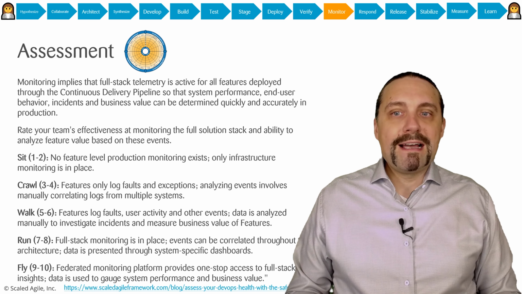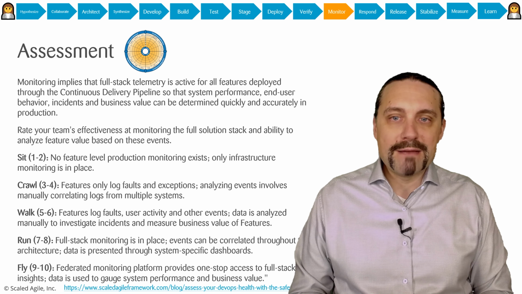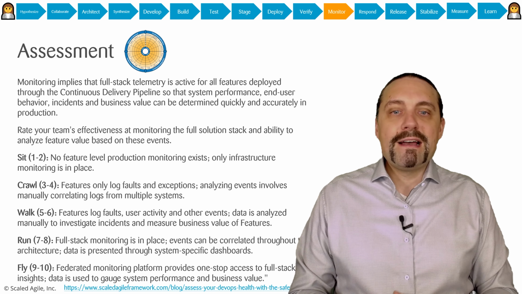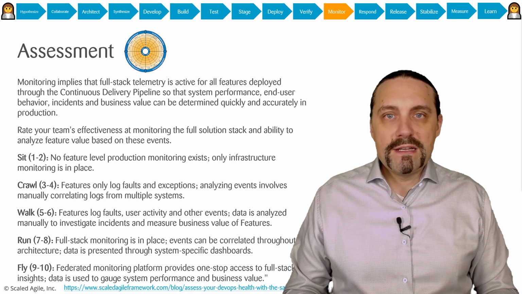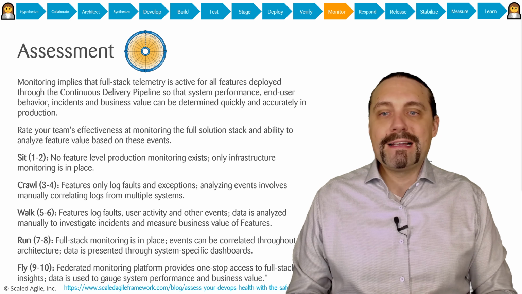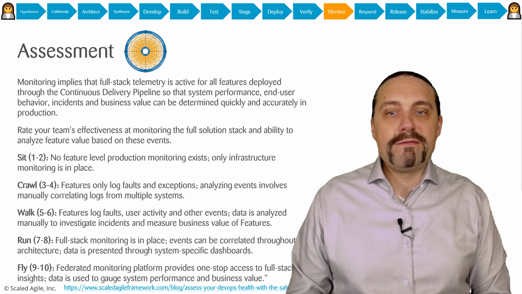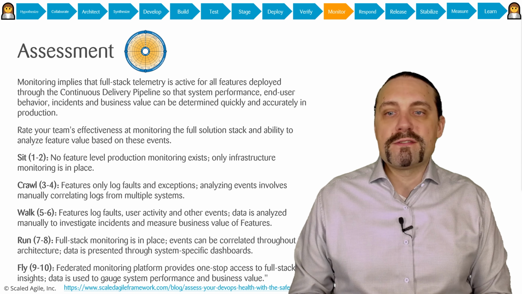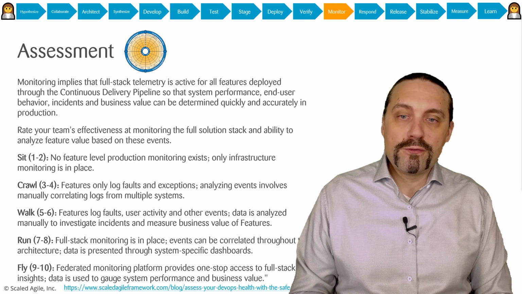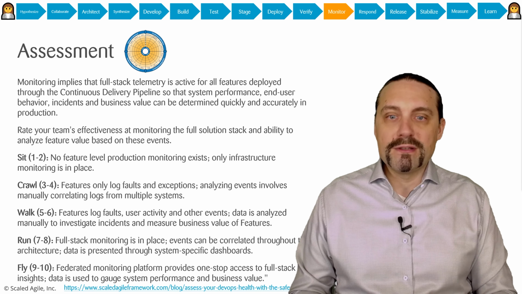So monitoring implies that full stack telemetry is active for all features deployed through the continuous delivery pipeline, so that system performance, end user behavior, incidents and business value can be determined quickly and accurately in production. Please rate your team's effectiveness at monitoring the full solution stack and ability to analyze feature value based on these events. You are a sit when no feature level production monitoring exists, only infrastructure monitoring is in place. You are a crawl when features only log faults and exceptions, and analyzing events involves manually correlating logs from multiple systems.